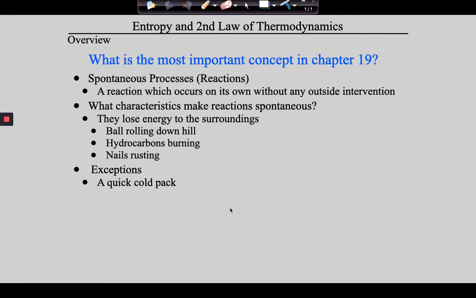We care about whether or not reactions are spontaneous. We have examples of lots of things that are spontaneous. And what do all these things have in common? They all give out energy. They all are releasing energy into their surroundings. And as they do, they just happen.